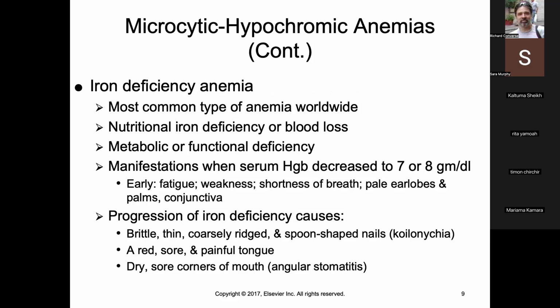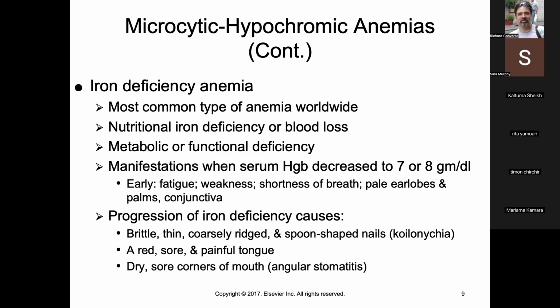Iron deficiency is the most common type of anemia worldwide. Nutritional iron deficiency is one cause, or it could be blood loss. So this could either be internal or external hemorrhage. Metabolic or functional deficiencies are going to result.